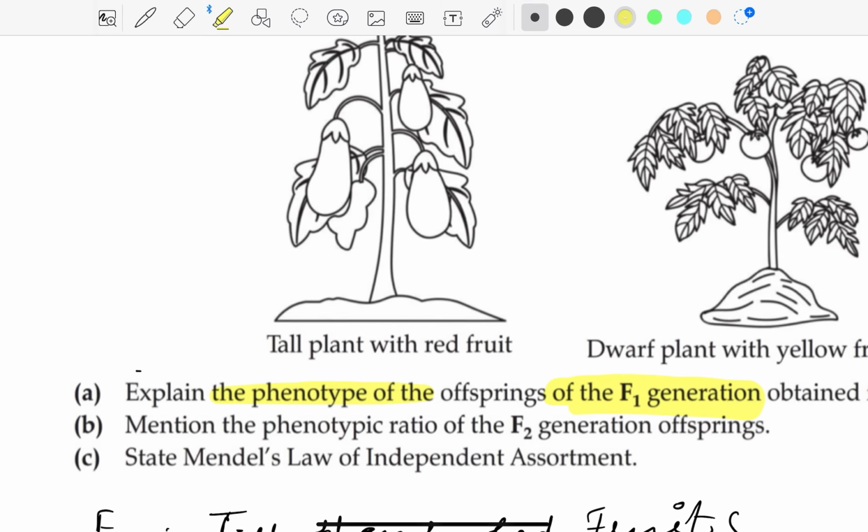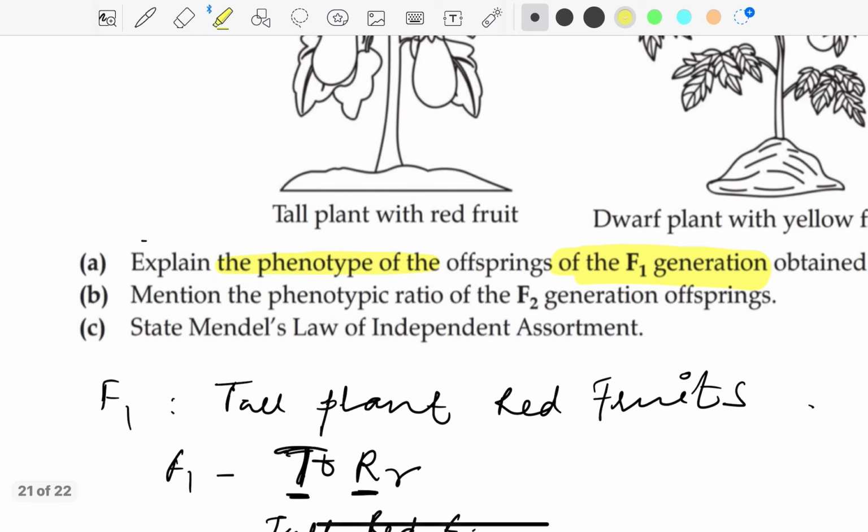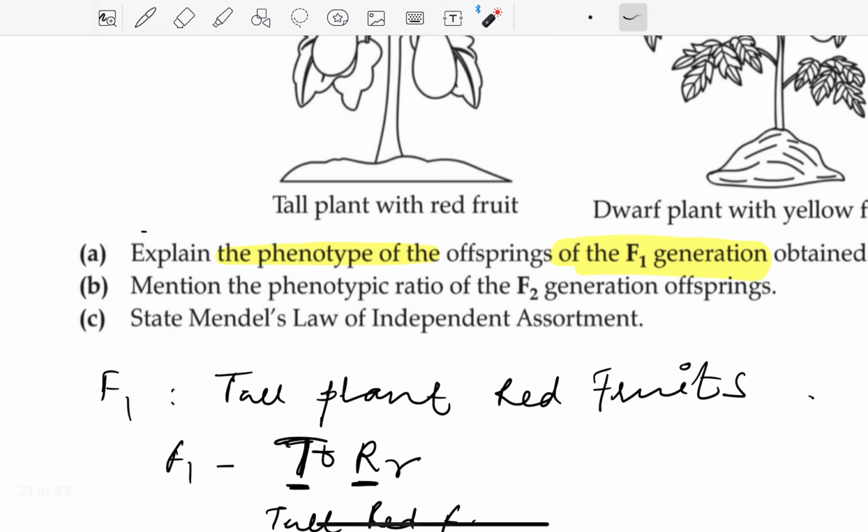The third part of the question is state. Again, look very closely. It is asking you this time to state. Three forms of question they have asked you: explain, mention, state. You have to be very careful with these words. When it is asking you to state, it means something that you have to write as it is. And when it is asking you Mendel's laws, remember always in the boards exam, laws are written as it is. You have to learn the law and write it as it is. You cannot change anything over there.